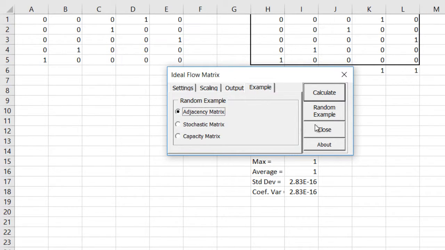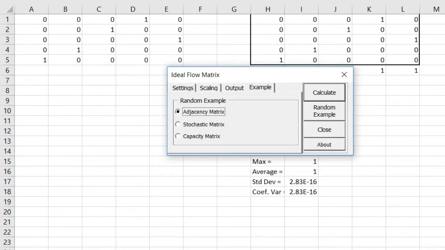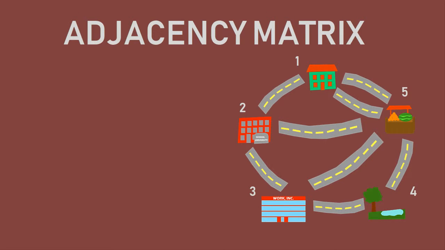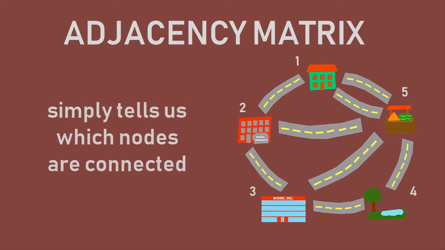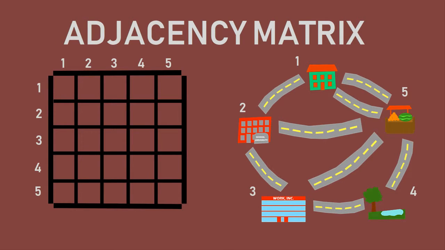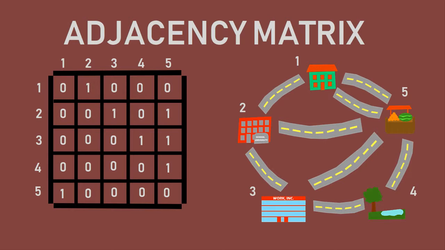Now let's move on to random example. We saw earlier that we could generate a random network, and this add-in gives us 3 kinds of matrices to choose from. Notice that currently, adjacency matrix is selected. This is the simplest type. An adjacency matrix simply tells us which nodes are connected. We designate the links to those nodes as 1, which also stands in for their capacity of 1. If they aren't connected, we put 0.